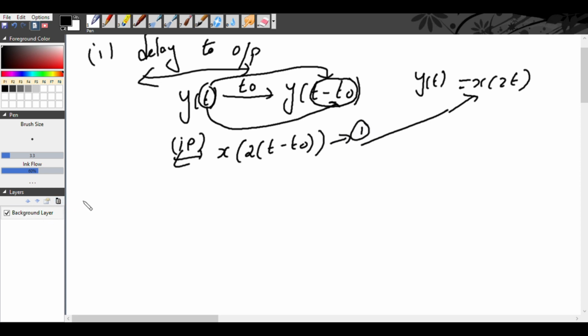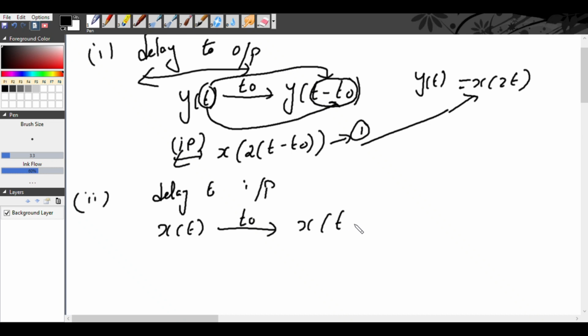Okay, the next case is we are adding a delay element to the input. That is the condition, that is what I said. Okay? So x of t, we are providing a delay element. This will give me x of t minus t naught, because the input we are delaying. So this we are going to provide to a system.